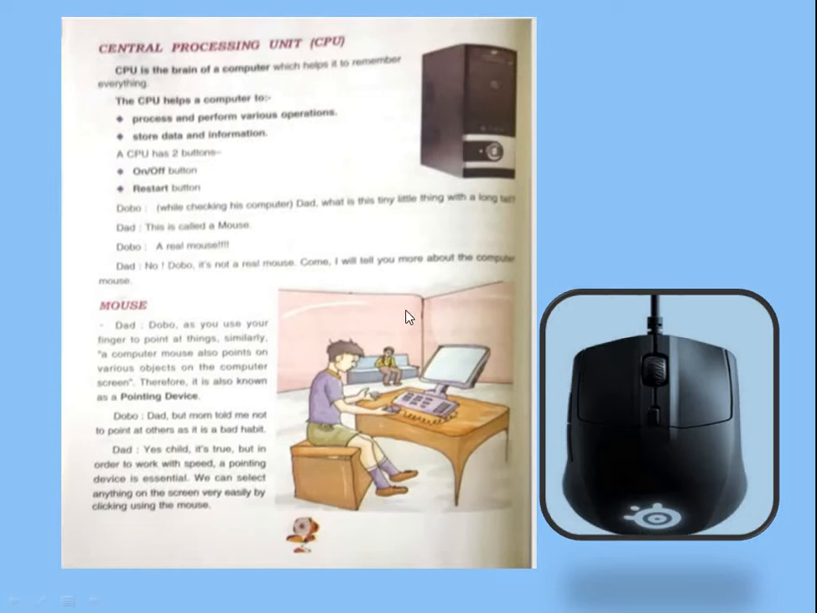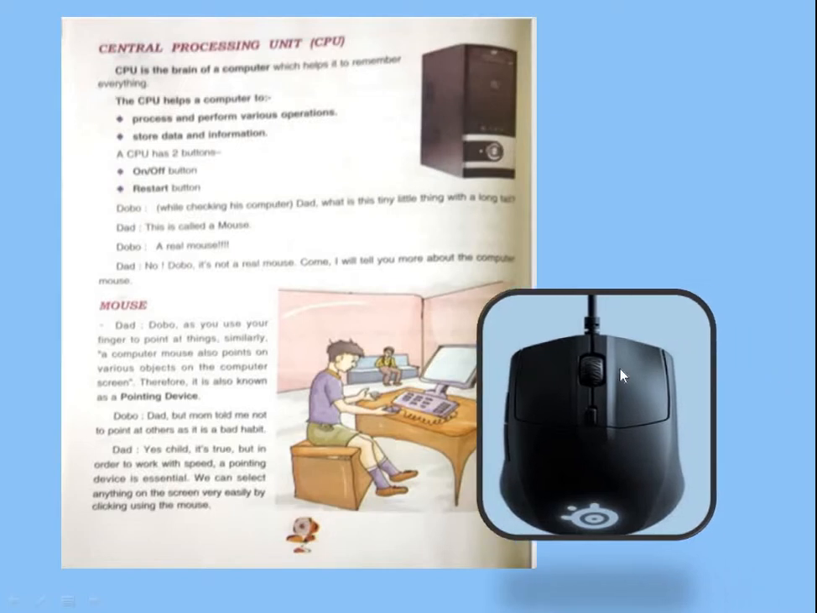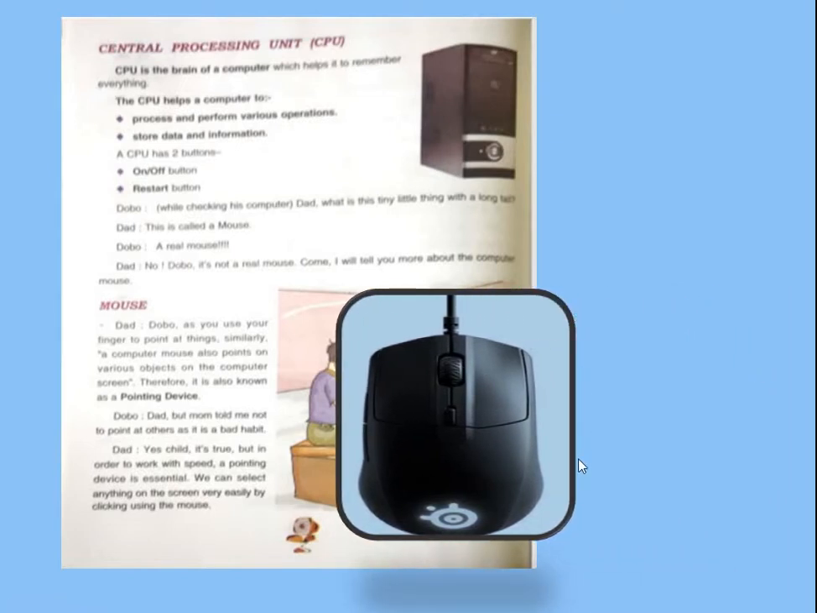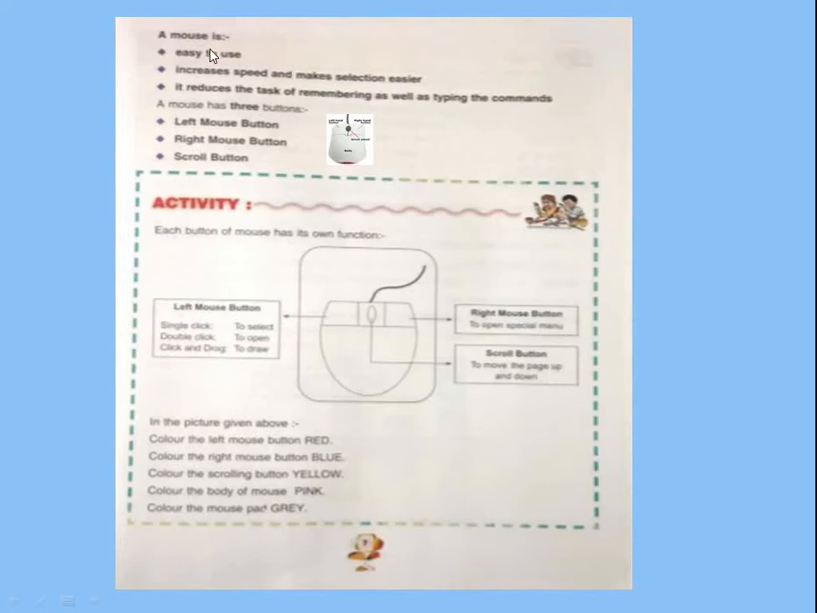Next, mouse. We use our finger to point at things. Similarly, a computer mouse also points on various objects on the computer screen. Therefore, it is also known as a pointing device. A mouse is easy to use, increases speed and makes selection easier, and reduces the task of remembering.